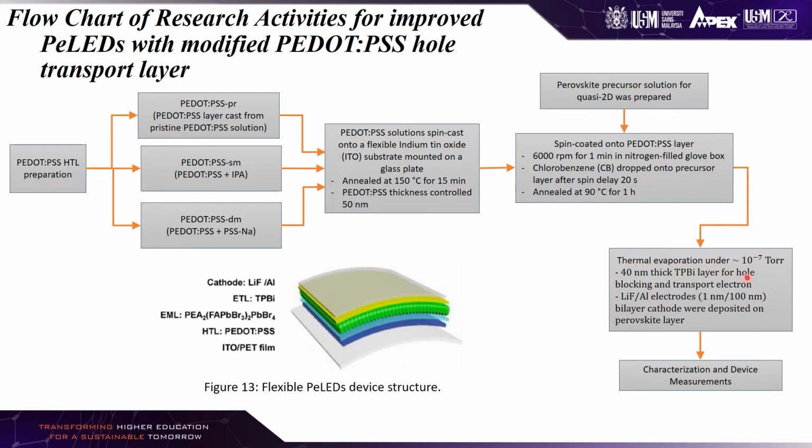Under 10 to the power minus 7 torr, a 40 nanometer thick TPBi layer for hole blocking and electron transport, and a LiF/Al bilayer cathode of 1 nanometer and 100 nanometers were deposited on the perovskite layer. Then, characterization and device measurement.